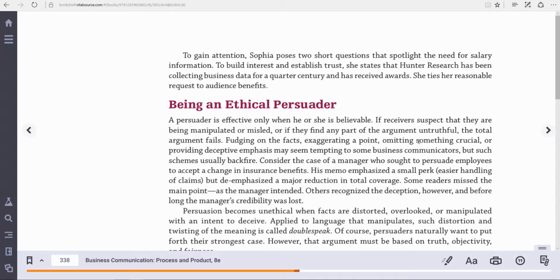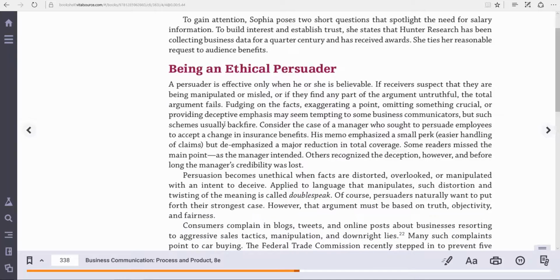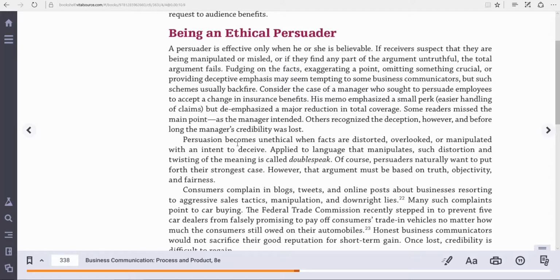Now, you need to be an ethical persuader. A persuader is effective only when he or she is believable. If receivers suspect that they are being manipulated or misled, if they find any part of the argument untruthful, it all goes away. Persuasion becomes unethical when facts are distorted, overlooked, or manipulated. Such distortion and twisting of the meaning is called doublespeak.